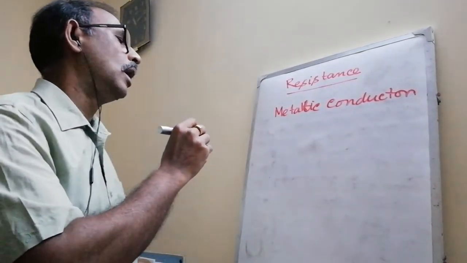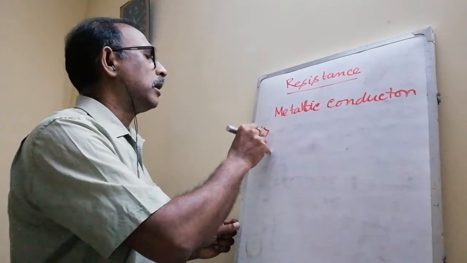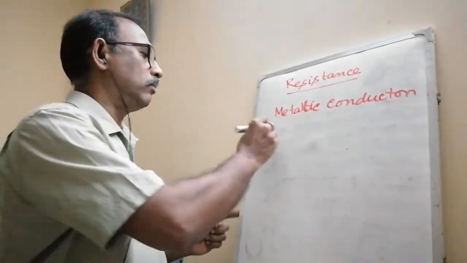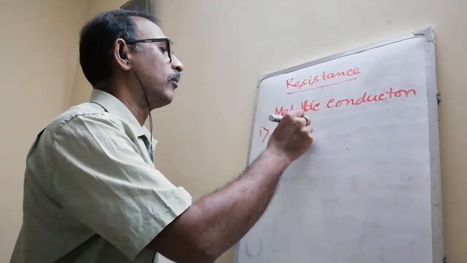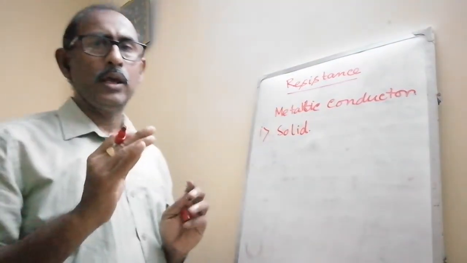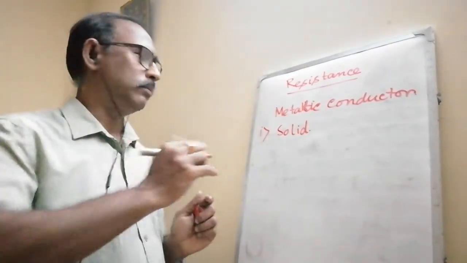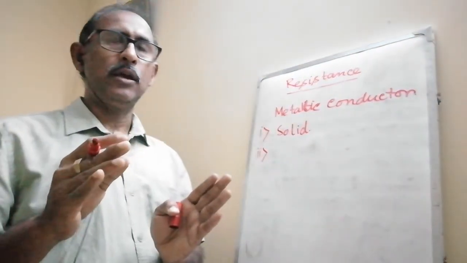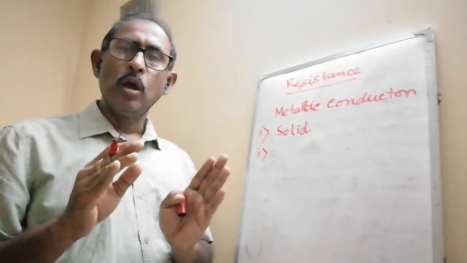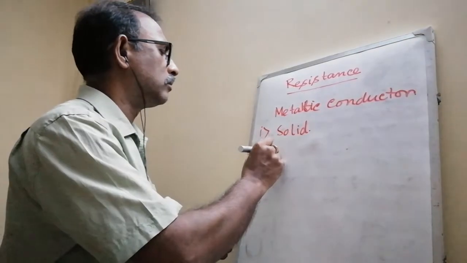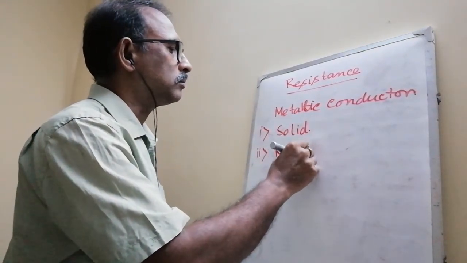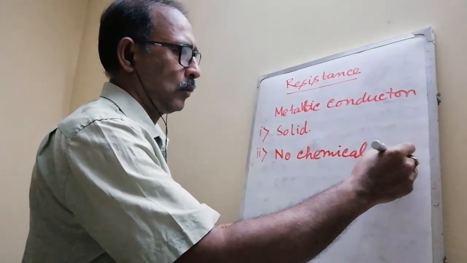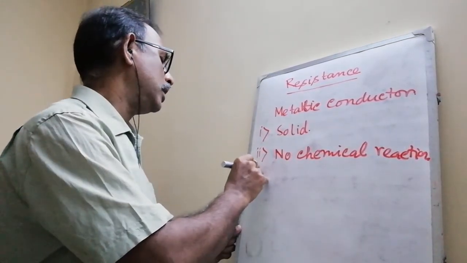Metallic conductor. First of all, these conductors carry electricity in solid form, but the exception is mercury. It carries electricity in liquid form. Number two, at the time of carrying electricity, no chemical reaction takes place. No chemical reaction.